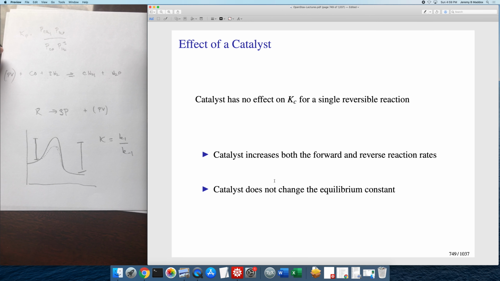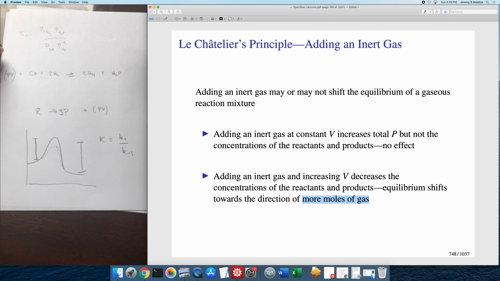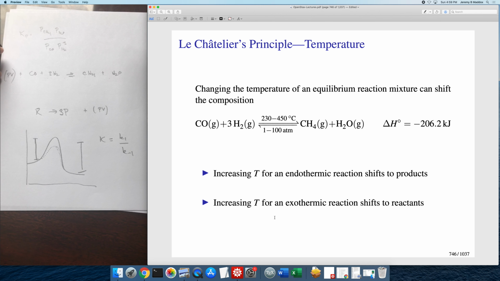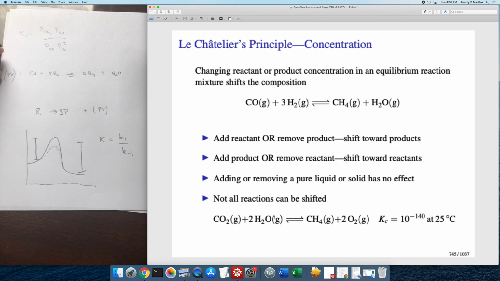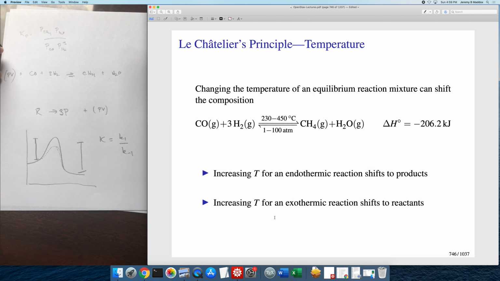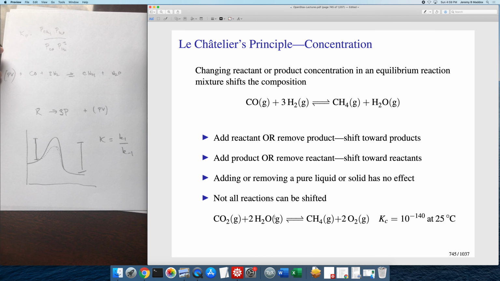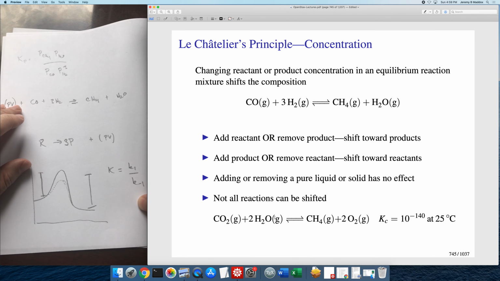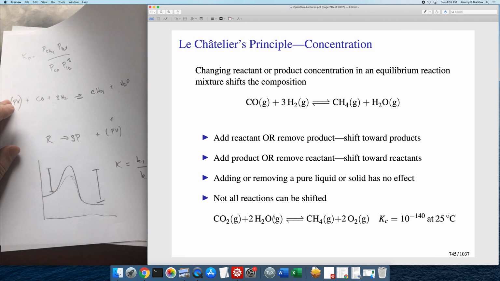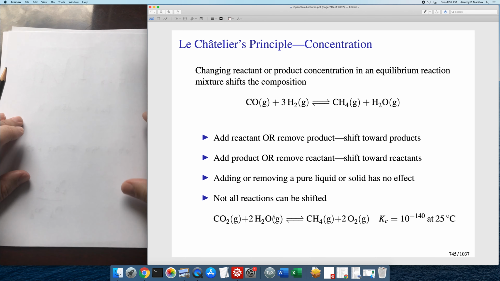Okay, I wanted to make one more important point about this section, and that's the rationale behind it. I probably should have said this stuff as I was going. Let's talk about why. Why does Le Chatelier's principle for concentration work?